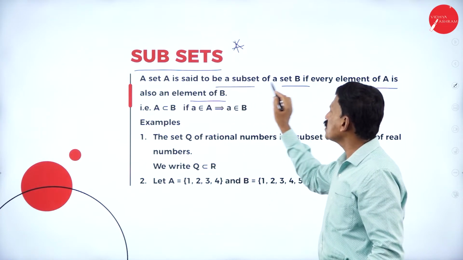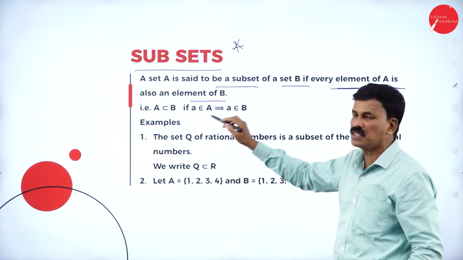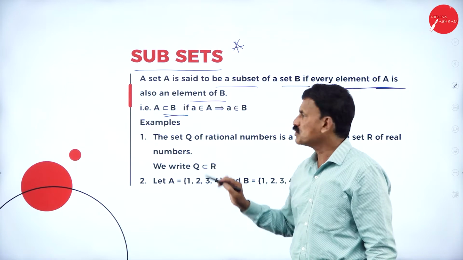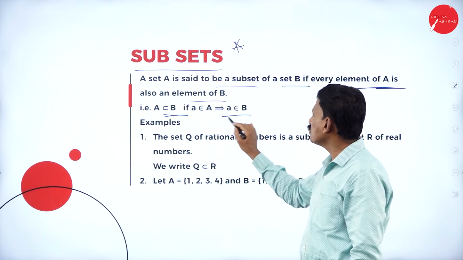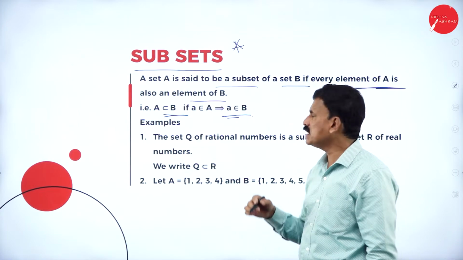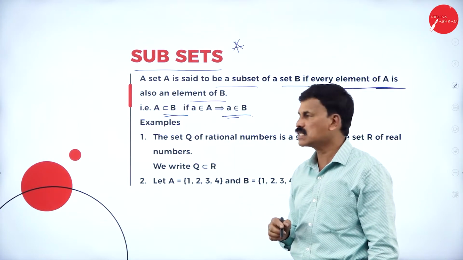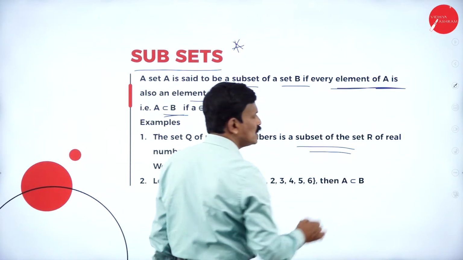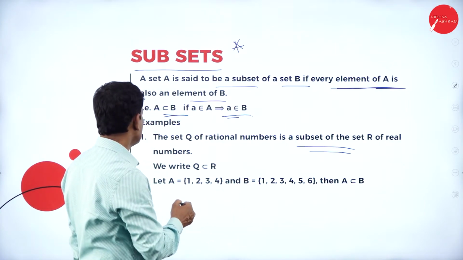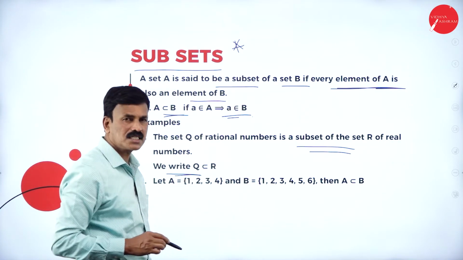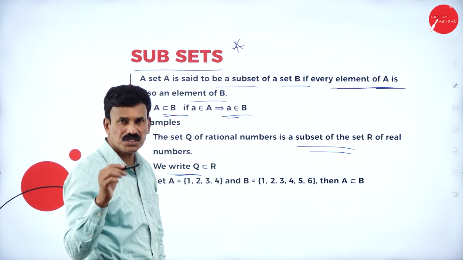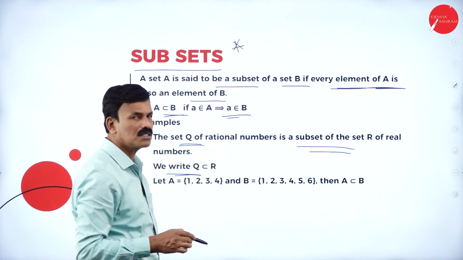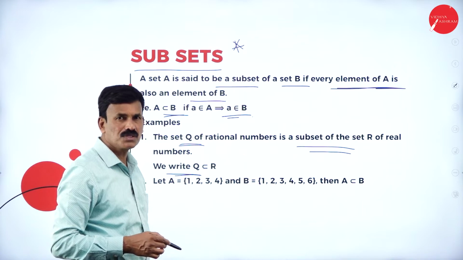That is, a set A is said to be a subset of B if every element of A is also an element of set B, and it is denoted as A ⊆ B. So if x belongs to A implies x also belongs to B, then A is called the subset of B. Now let us take an example. The set of all natural numbers is a subset of the set of all real numbers. One more example: the set of rational numbers is denoted as Q and the set of real numbers as R. So the set of all rational numbers is a subset of the set of all real numbers, which is denoted as Q ⊆ R.